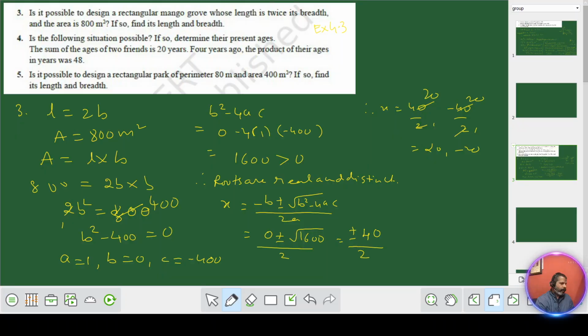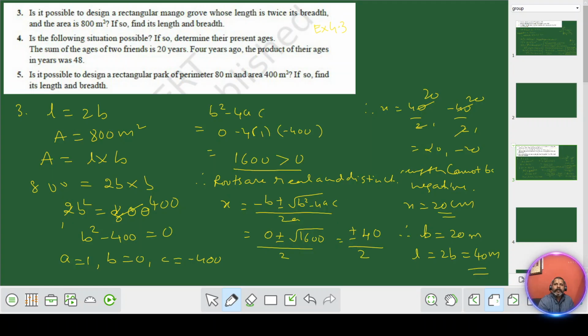Since here we are constructing a rectangular mango grove, length cannot be negative, right? You write length cannot be negative. We take x equal to 20 meter. Therefore, what we got is length is equal to, sorry, what is that? Breadth, right? We found b. Breadth is 20 meter and length is 2 times b, that is 40 meter. Verification: you can find area should come 800 meter square. 20 into 40 is 800 meter square.